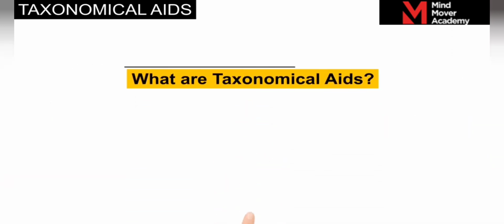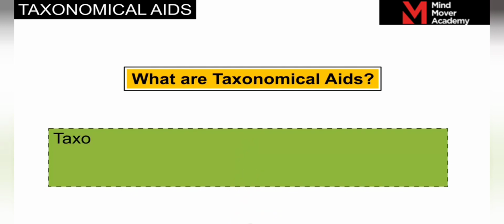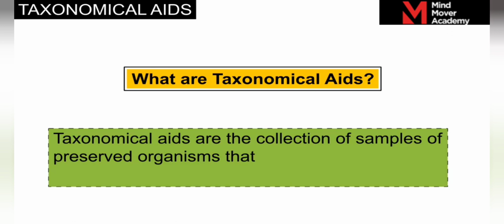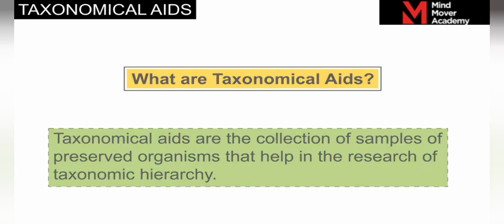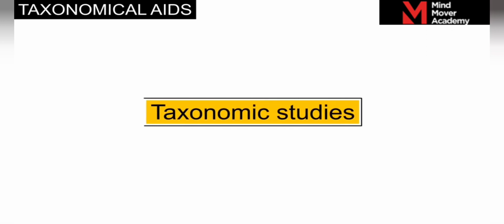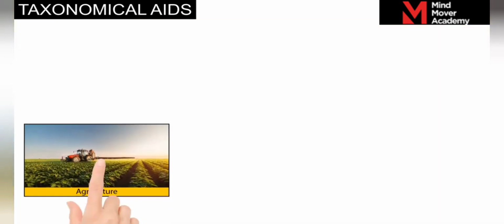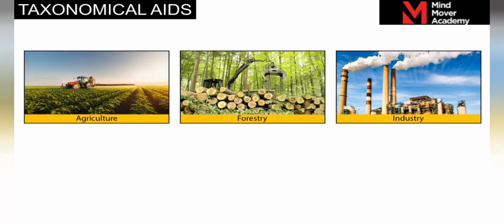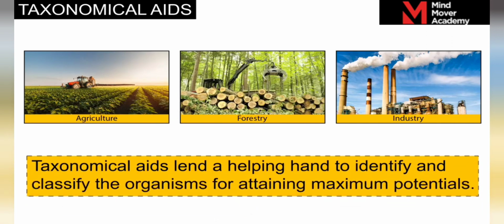Now, what's a taxonomical aid? So in simple words, taxonomical aids are collections of samples of preserved organisms that help in the research of taxonomic hierarchy. Now, taxonomic studies are useful in various walks of life, such as agriculture, forestry, industrial applications, etc. These taxonomical aids lend a helping hand to identify and classify organisms for attaining their maximum potential. How kind, isn't it?